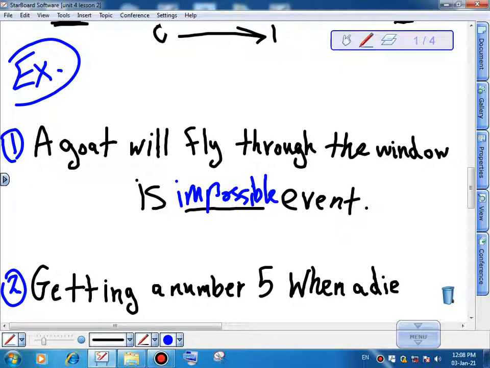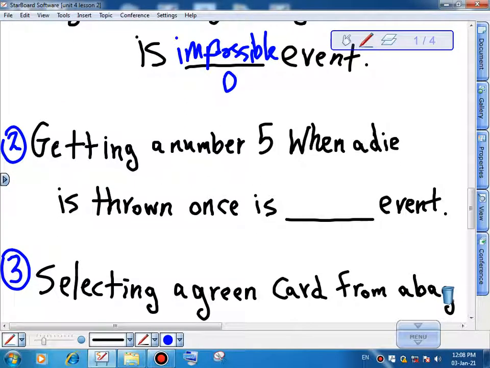And take value equals 0. Okay? Next one. If I need to get a number 5 when a die is thrown once. If I have a die like this, I know the die has 6 numbers from 1 to 6. If I throw this die only one time, and I need to get a number 5, when we throw this die only one time, once, okay?